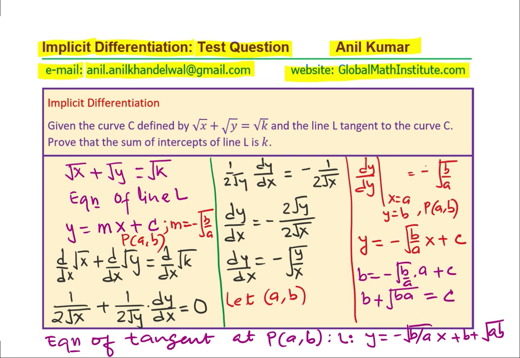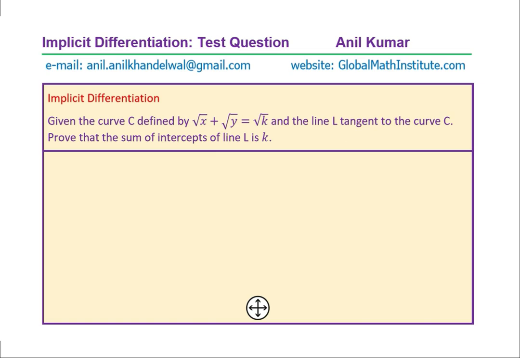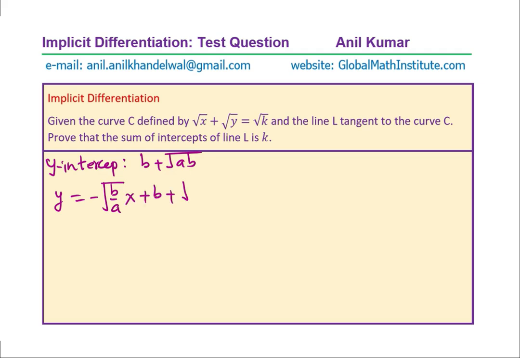We'll write down the equation. We know the y-intercept is b plus square root ab. And therefore the line equation is y equals minus square root of b over a times x plus b plus square root ab, correct?